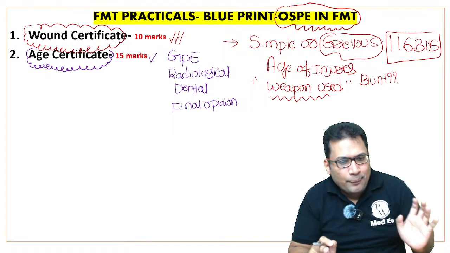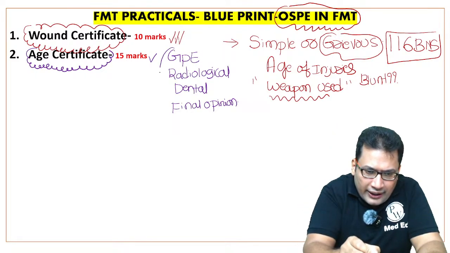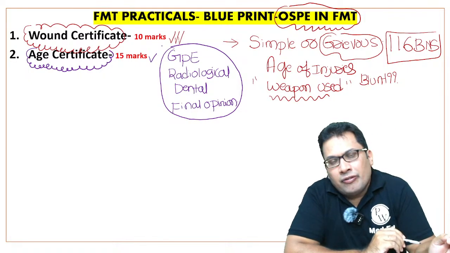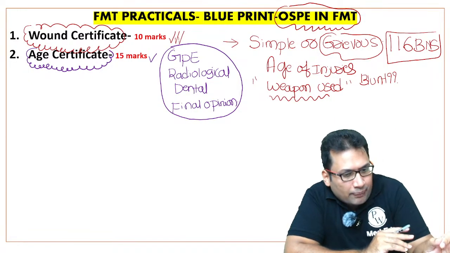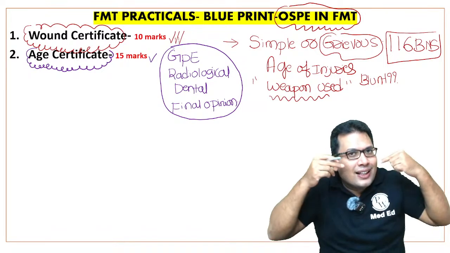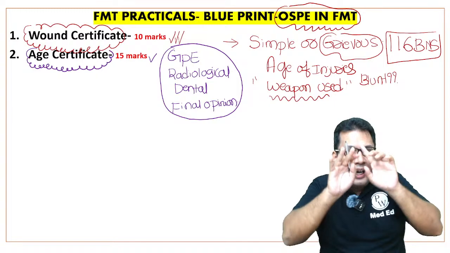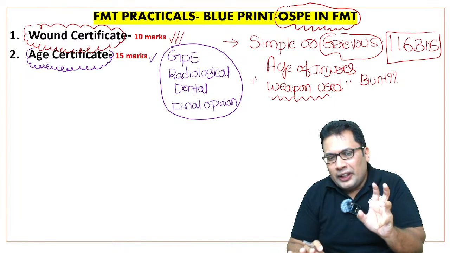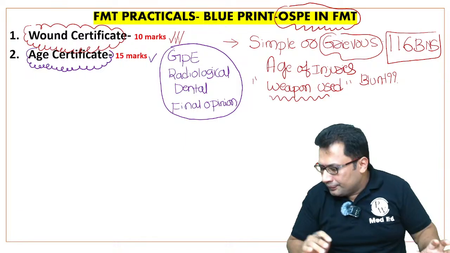Can anyone answer? Yes. So, in an age certificate you need to write about the general physical examination and the opinion, radiological findings and the opinion, dental examination and the opinion, and finally the collective opinion at the end, that is the final opinion, usually 15 marks.